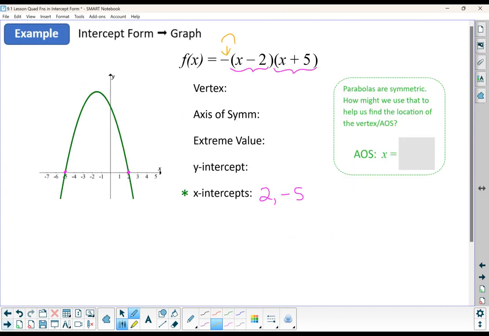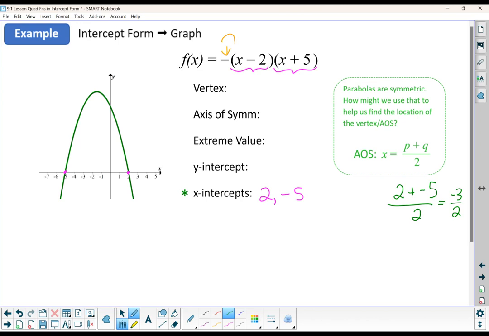And so on our last example, it was really easy to just see that the halfway point was at 5. But this one is not as easy to see the halfway point. And in fact, the halfway point is not even at an integer value. So if you're looking for the axis of symmetry in intercept form, you can always think of that axis of symmetry as the average of the two x-intercepts. So in this case, 2 plus negative 5 divided by 2 is negative 3/2.